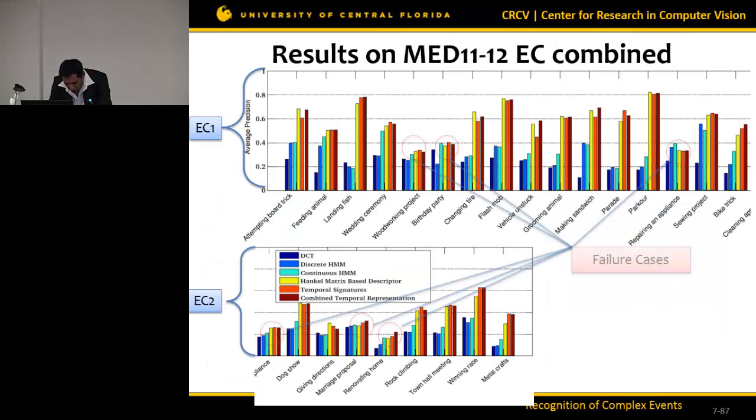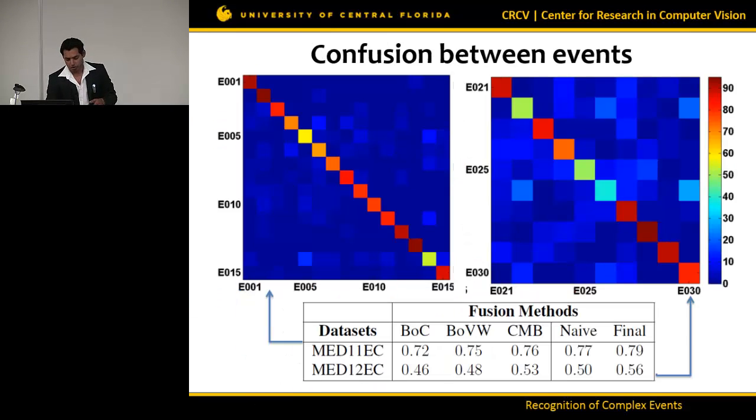Some more experiments show how these work for these 2 different data sets combined. And we have some failure cases for these different kinds of events where we see our representation does not help too much over the baseline, but overall it does a fairly good job.